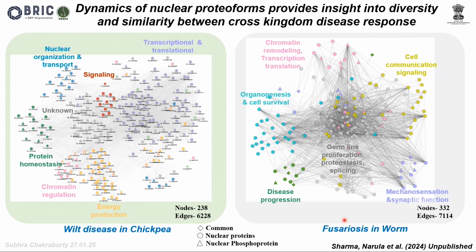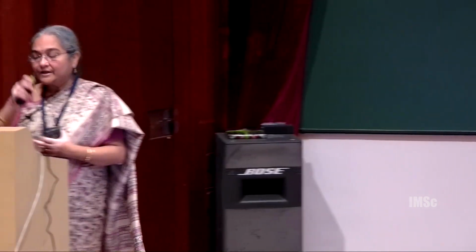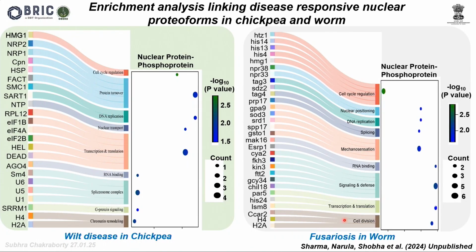Like all of us sitting here, we work in collaboration, like IMSC and MSSRF are making a collaborative workshop. Similarly, within the cell, all the proteins and genes do not work in isolation; they also like to collaborate and work together to bring out a function. From here we narrowed down our data, and ultimately came to the enrichment analysis that linked the disease responsive nuclear proteoform.